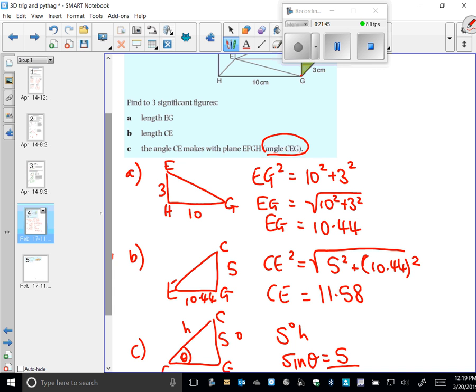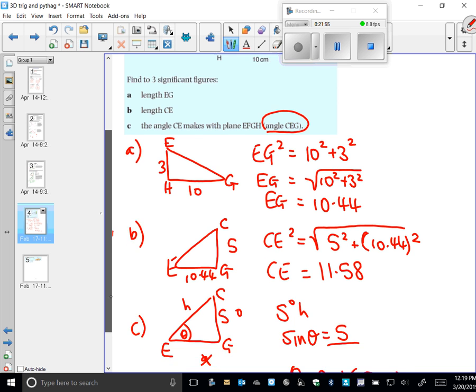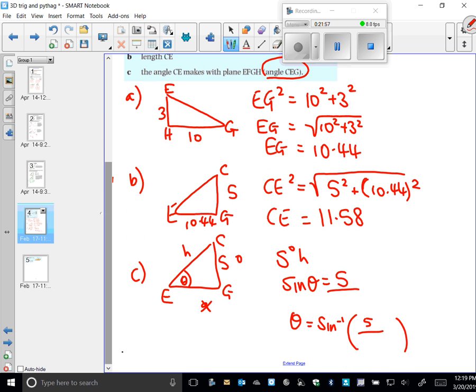We square and add, so it definitely can't be smaller than 10.44. So we've got that then. Then I know EG. I ditched EG even though I forgot we worked it out, so I did CE. You could have had SOH or TOA. So I'm going to have 11.58.